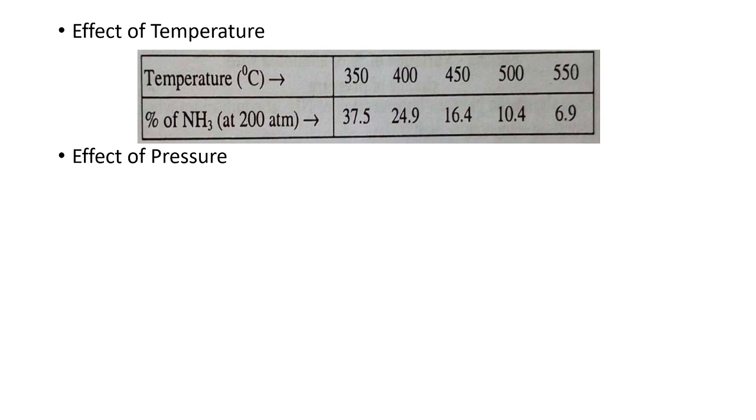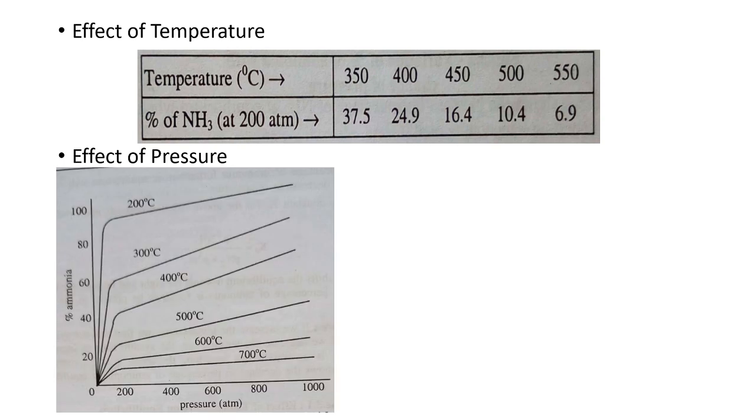If we increase the pressure, we find that more amount of ammonia is formed. In general, a reaction which is accompanied by a decrease in volume is favored by increase in pressure. So here you can see the figure. At different pressures, look at the graph. You can see mostly from 0 to 200, as you go on increasing the pressure, the output also goes on increasing.